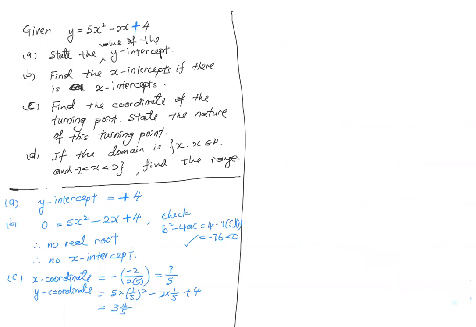And the question says, state the nature of the turning point. Right? State the nature of the turning point. When we say nature, it means I expect you to tell me whether it's a maximum point or a minimum point. So my whole graph goes in this way.